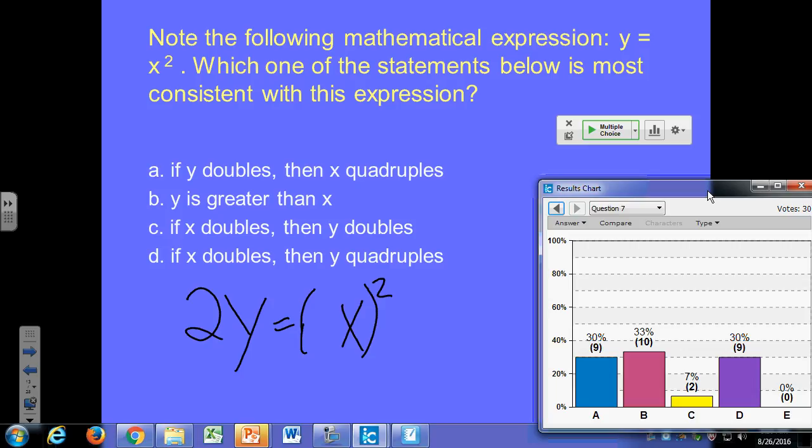So that's not true. y is greater than x. That's the most popular answer, which seems to be true, because you know, y is equal to x squared.